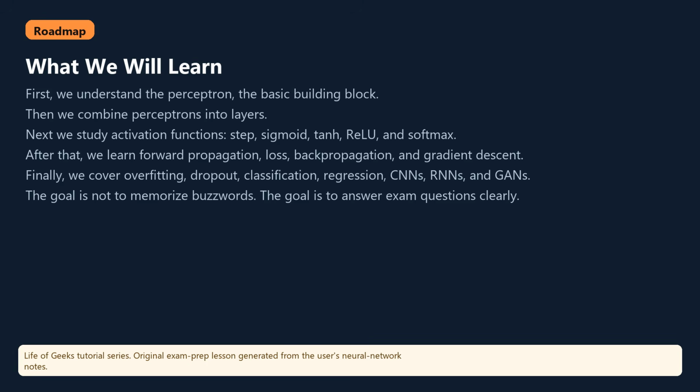Next, we study training: forward propagation, loss functions, backpropagation, gradients, optimizers, epochs, and batches. After training, we look at common problems such as overfitting and vanishing gradients, plus fixes such as dropout and regularization. Finally, we connect everything to classification, regression, image recognition, text models, and generative networks. If you can explain this roadmap in your own words, you are already thinking like an exam-ready AI student.